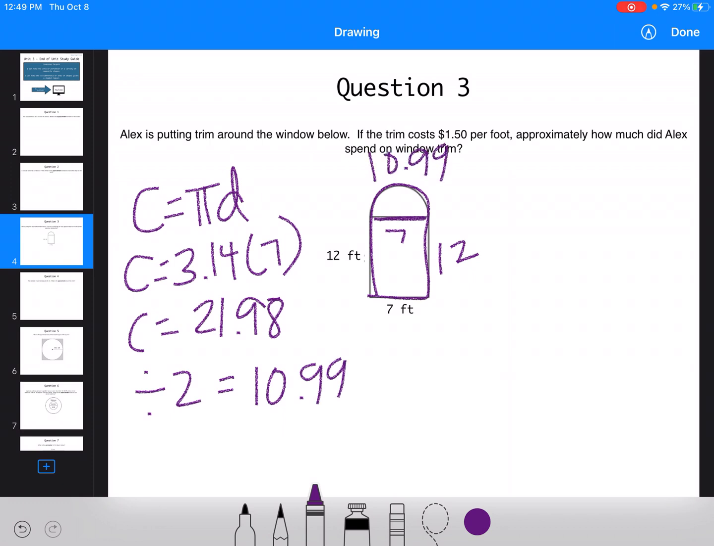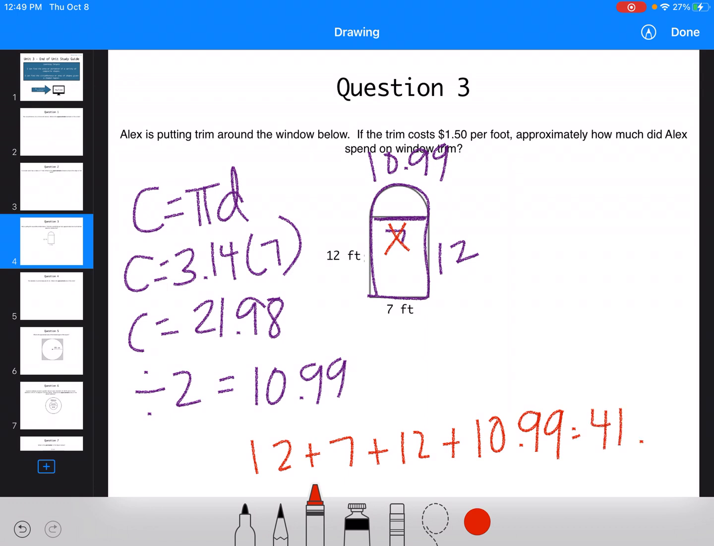So I don't want to get myself mixed up, so I'm going to cross out the number I don't need, and then I'm just going to add up what I do. So 12 plus 7 plus 12 plus 10.99. So I end up with 41.99. And that sounds like I'm done, but I'm not, because I still have to get for $1.50 per foot.